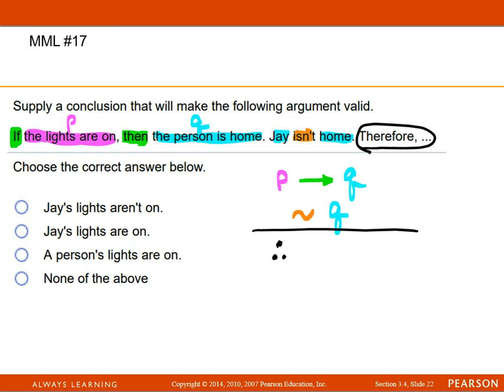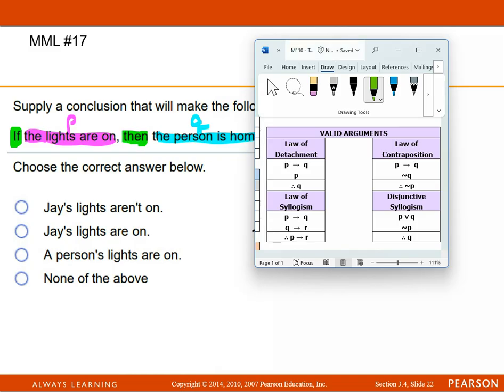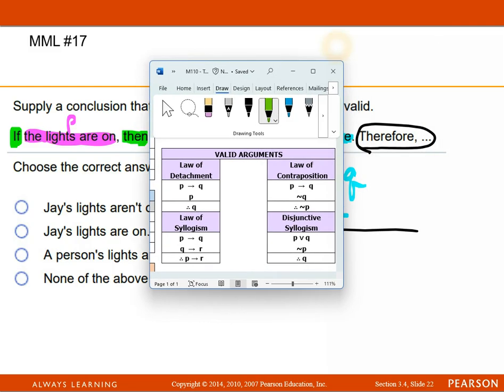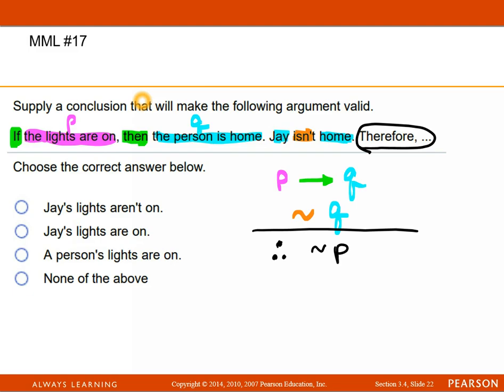And so to make it as easy as possible, I go back to this and look for whatever matches that, and it would be the law of contraposition, because my first statement is if P, then Q, and then we'd have the negation of Q. So therefore this should be the negation of P. And since P was the lights are on, we're going to negate that by saying the lights are not on.